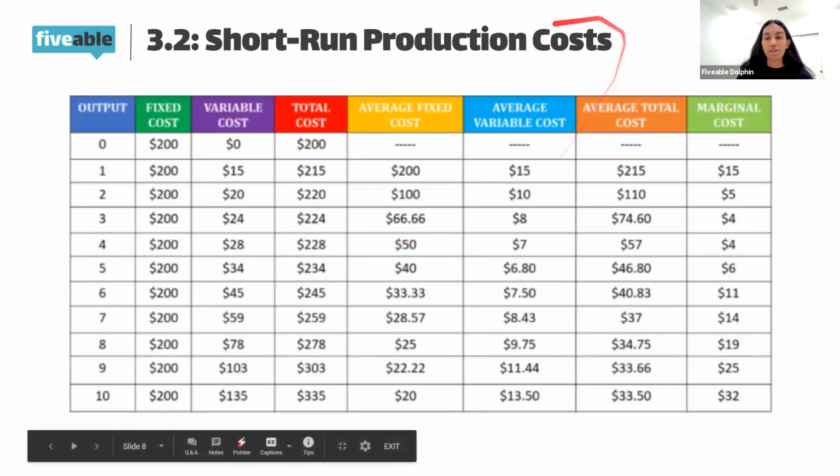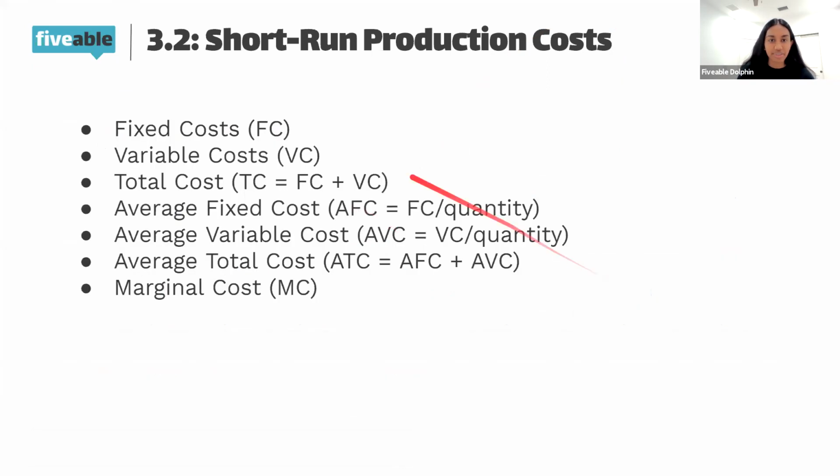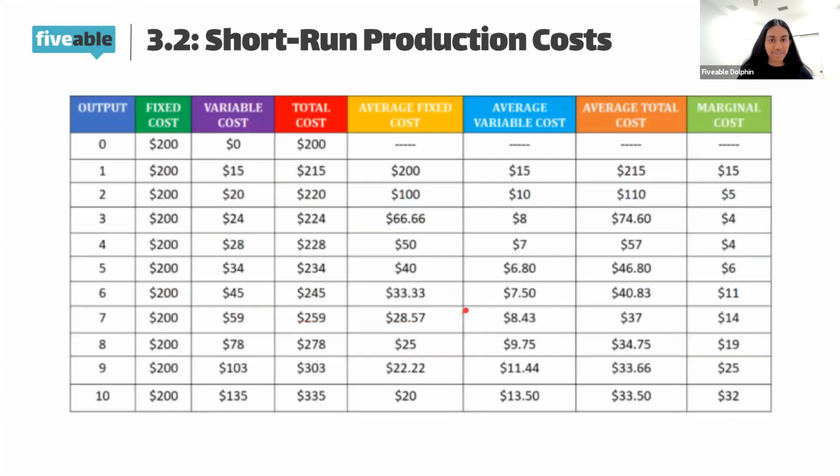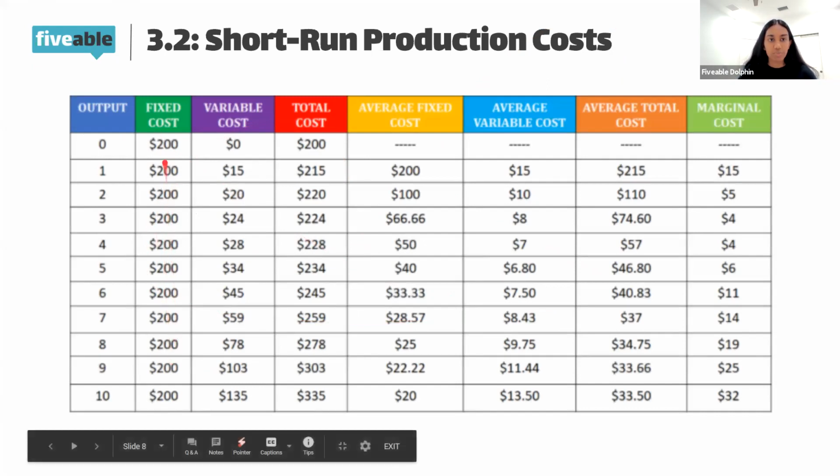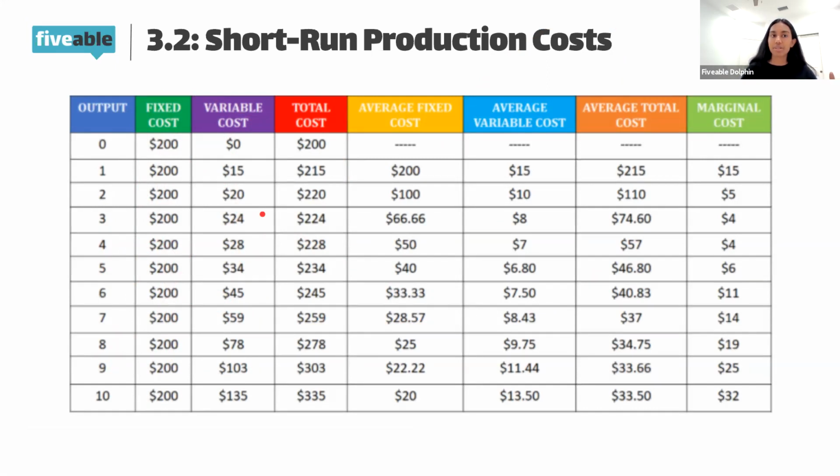So basically all of these terms are demonstrated on this table. You can see that the fixed cost stays the same because they're fixed. It's 200 no matter what the output is. And you can see that the variable cost increases as you increase the output because, again, as you want to produce more outputs, you also need more inputs. And then total cost is just the sum of those two columns.